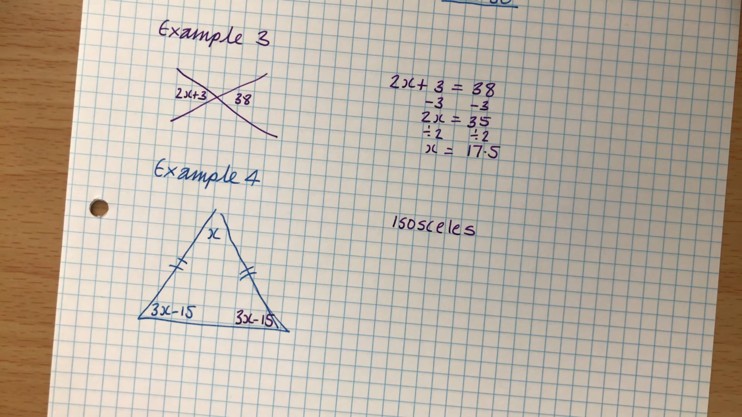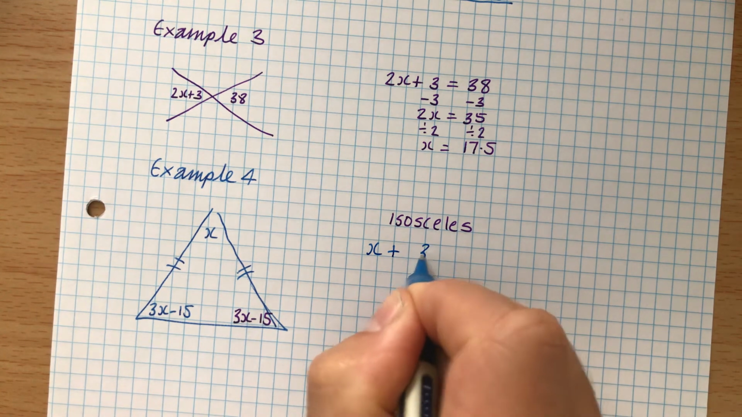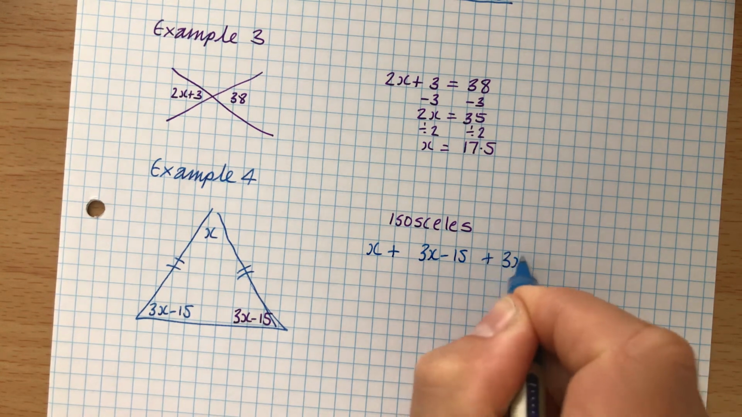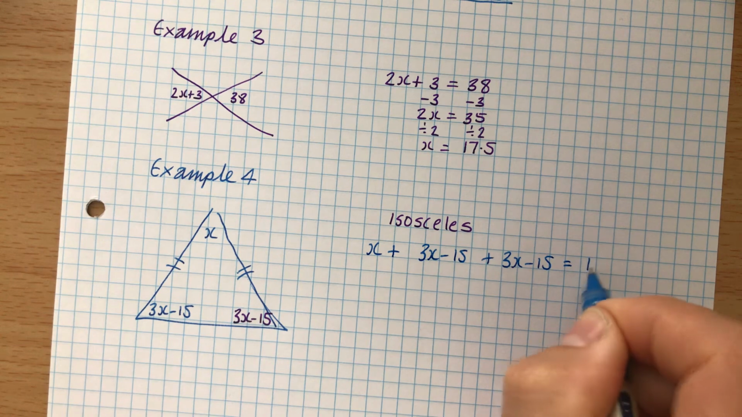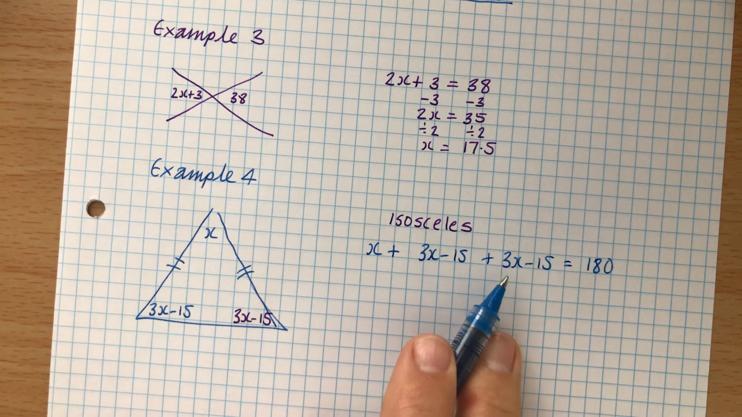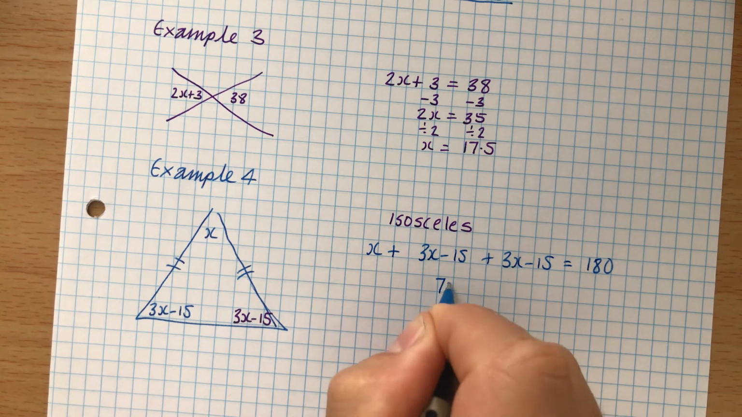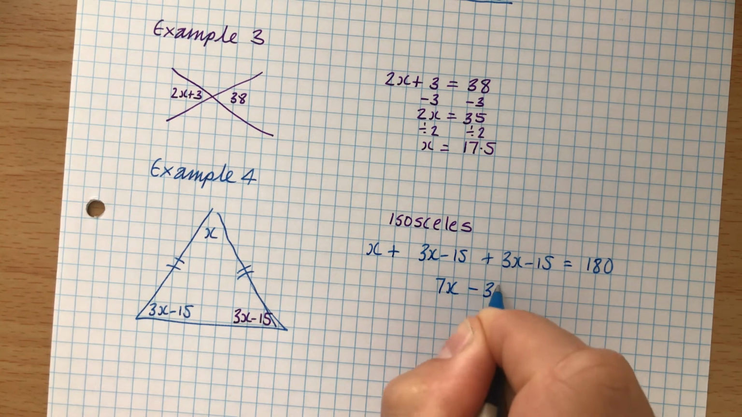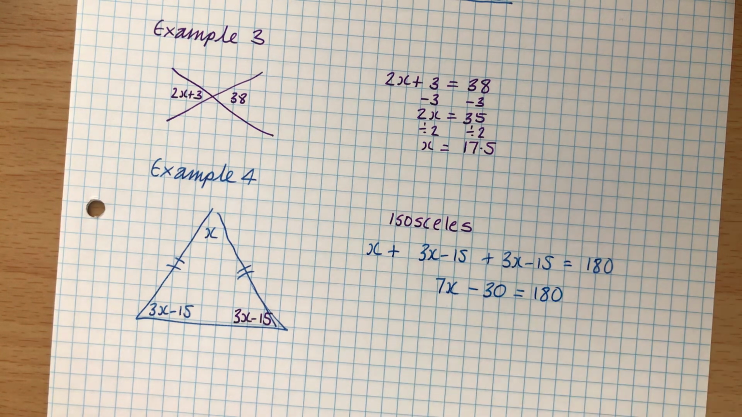minus 15. And then using our similar rule to example 2, the angles in this triangle must add to make 180. So x plus 3x minus 15 plus 3x minus 15 equals 180 degrees. 1, 2, 3, 4, 5, 6, 7 x's minus 15 minus 15, minus 30, equals 180 degrees.